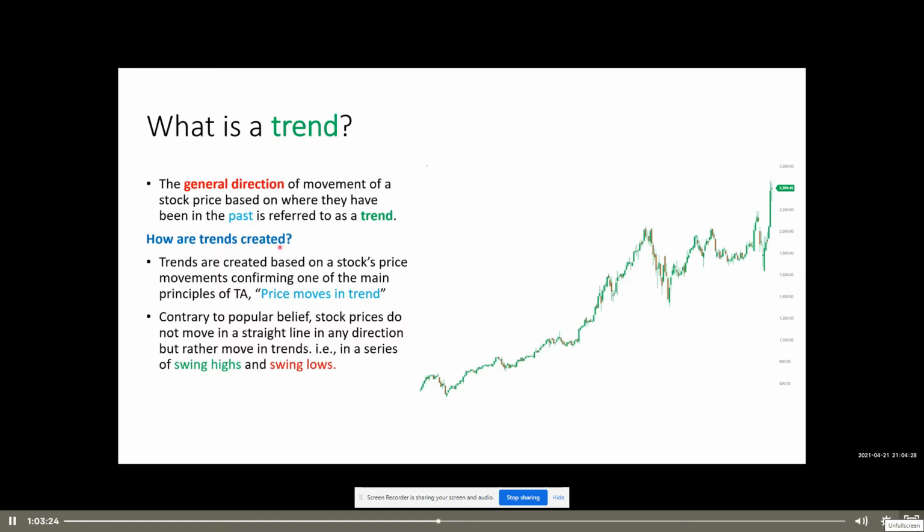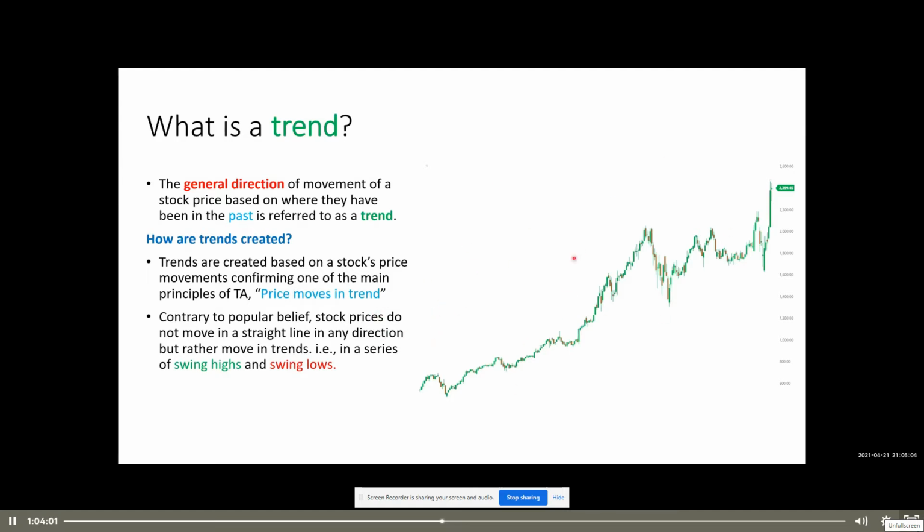So how are these trends created? Trends are created based on a stock price's movements, confirming one of the main principles of TA, that is, technical analysis: prices always move in trends. Contrary to popular belief, stock prices do not move in a straight line in any direction, but rather move in a series of swing highs and swing lows. This important concept is something that a lot of people don't get. When they learn about it, it becomes too late because they've already lost a lot of money. Stocks do not move in a straight line.